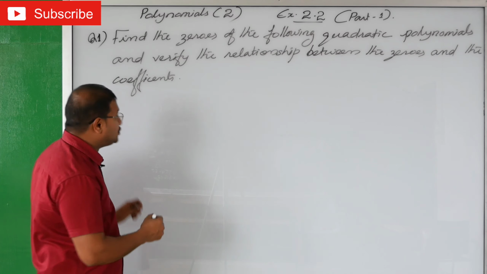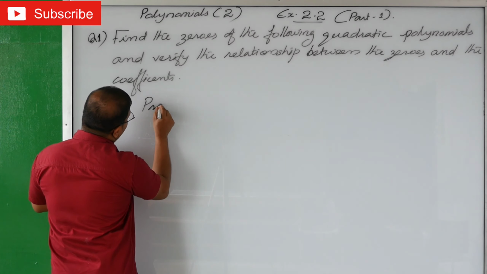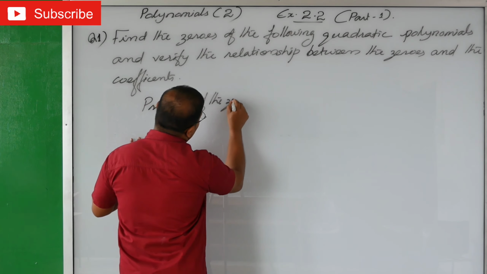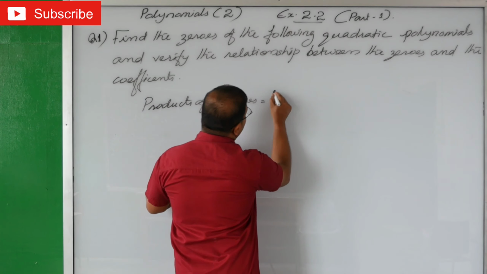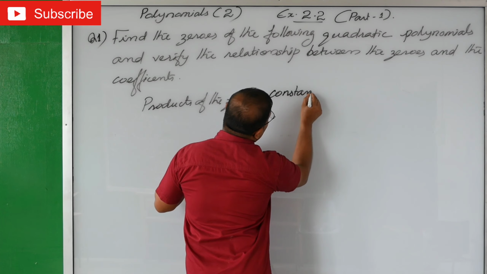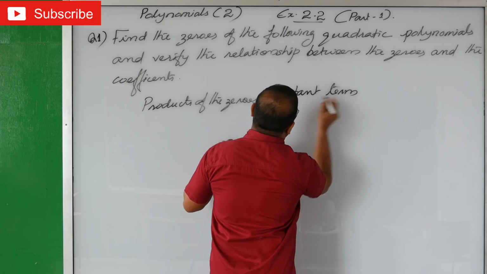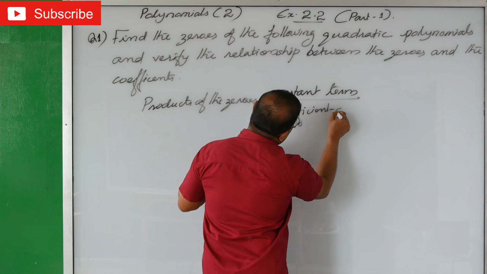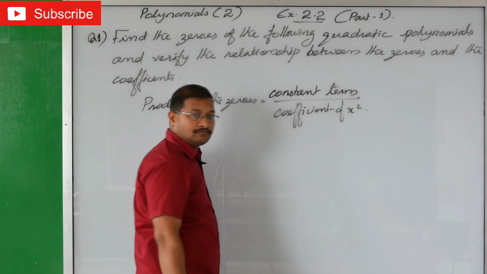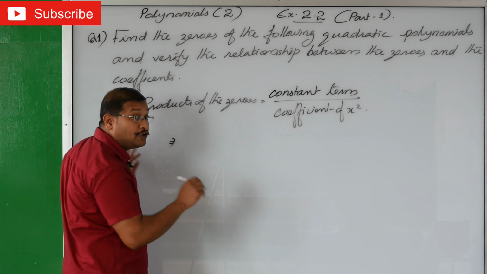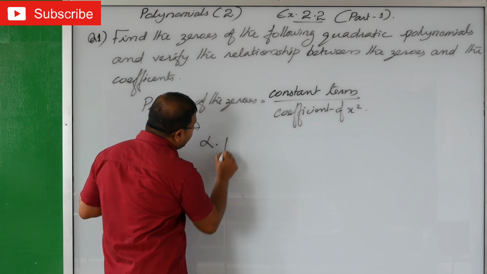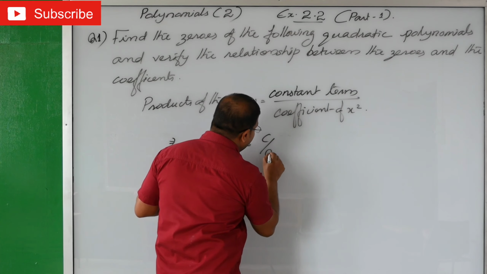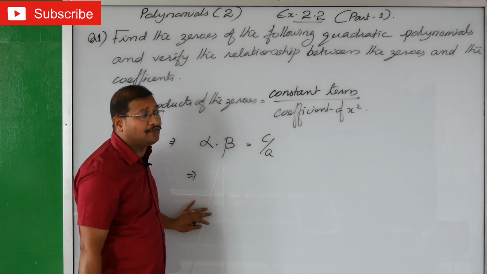Now we'll go for the product of the zeros. Product of the zeros equals constant term divided by coefficient of x square. Ready? This implies product means multiplying. That means alpha into beta equals the constant term c by a.